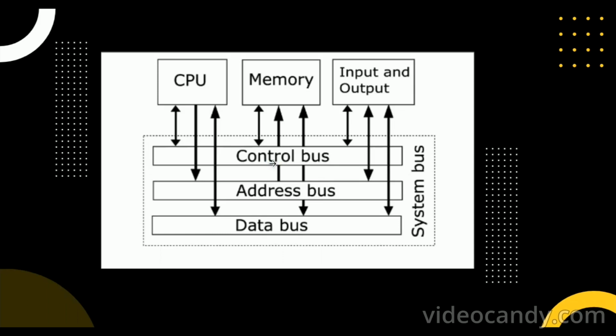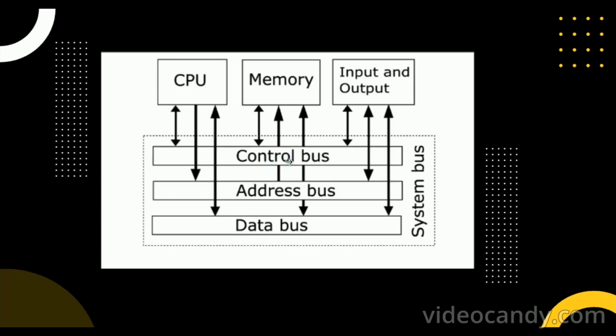Now we will see its functionality. First of all, the data bus. It carries the data among the memory unit, input-output devices, and the processor. Next is the address bus. It carries the address of data between memory and processor. And next is the control bus. It carries the control commands from the CPU, that is the central processing unit, in order to control and coordinate all activities within the computer.